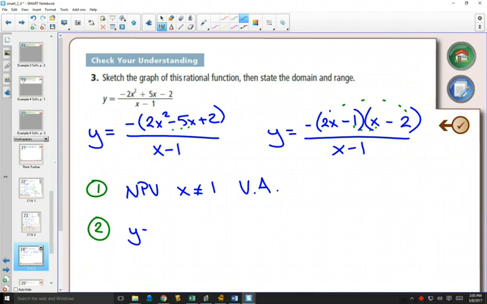When we look at the highest powers here, the highest power in the whole thing is x squared. We have negative 2x squared on the top. We have no x squareds on the bottom. This is not possible to divide by 0. That's telling you you have an oblique asymptote. So we have a little bit more work to do to find that.